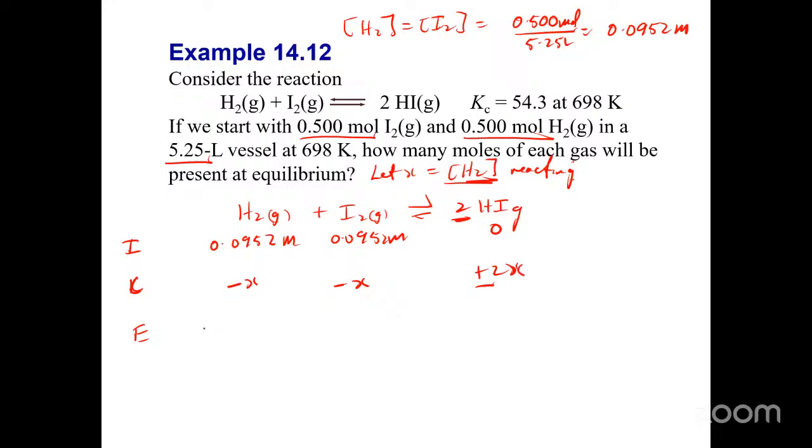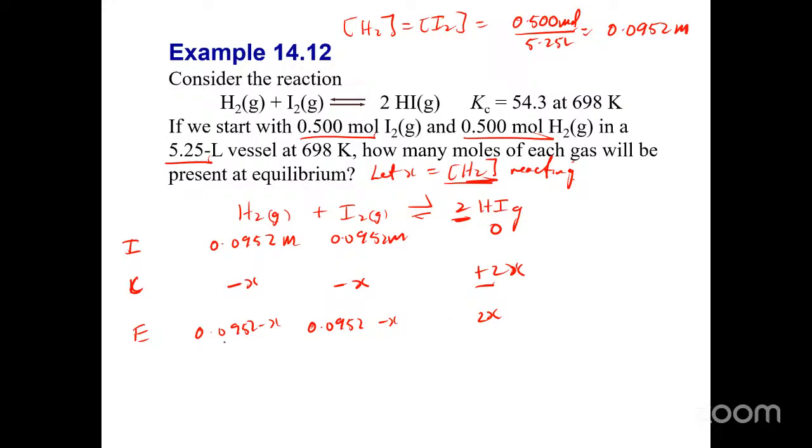So at equilibrium, you're going to have 0.0952 minus X for the equilibrium concentration of H2. The equilibrium concentration of I2 will be the same, 0.0952 minus X. And then here is going to be 2X, because 2X plus 0 gives you 2X.